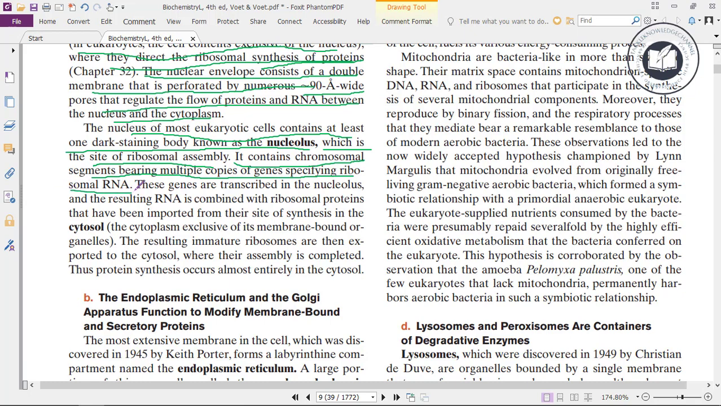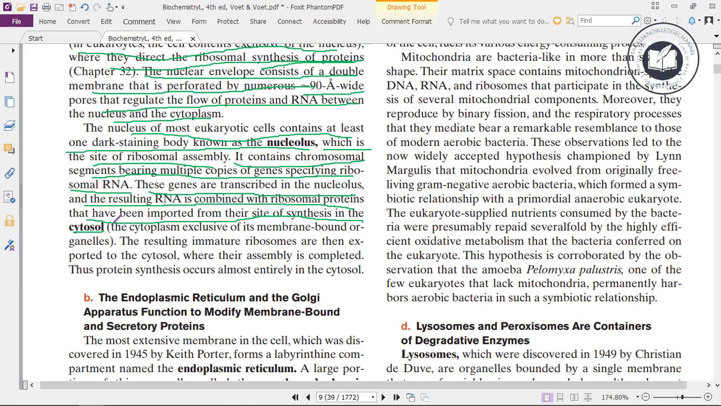So this nucleolus contains chromosomal segments bearing multiple copies of genes specifying the ribosomal RNA. These genes are transcribed in the nucleolus, and the resulting RNA is combined with ribosomal proteins that have been imported from their site of synthesis in the cytosol.